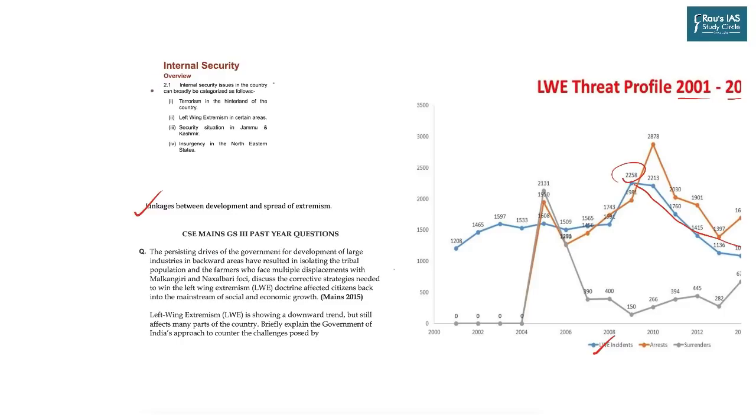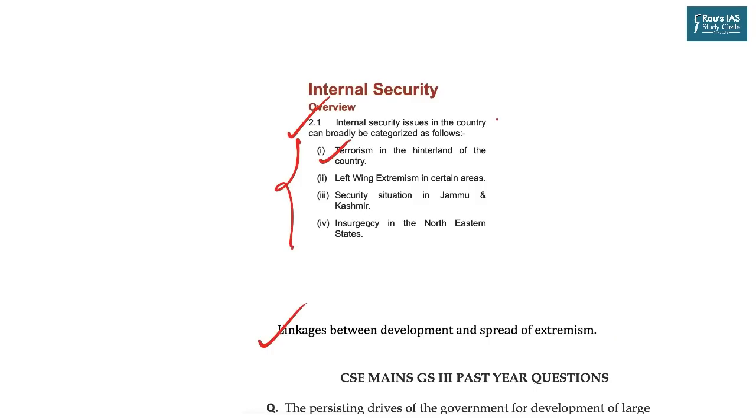If we talk about the MHA, the Ministry of Home Affairs, which is responsible for internal security in our country, it has categorized 4 issues related to internal security: terrorism in the hinterland, left-wing extremism in certain areas, the security situation in Jammu and Kashmir, and insurgency in northeastern states. In this discussion, we are going to focus on left-wing extremism in certain areas, which is around 1/4 of the total internal security related challenges which India faces in the present context.